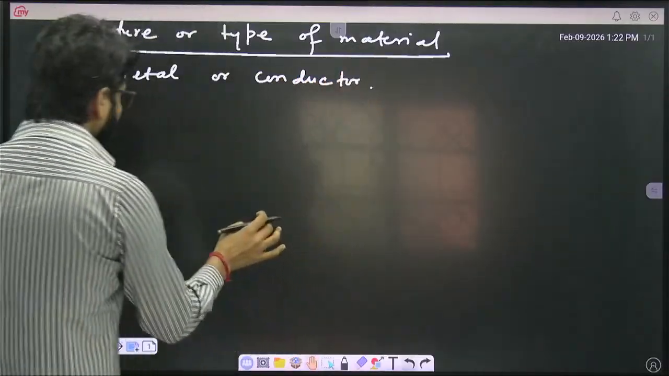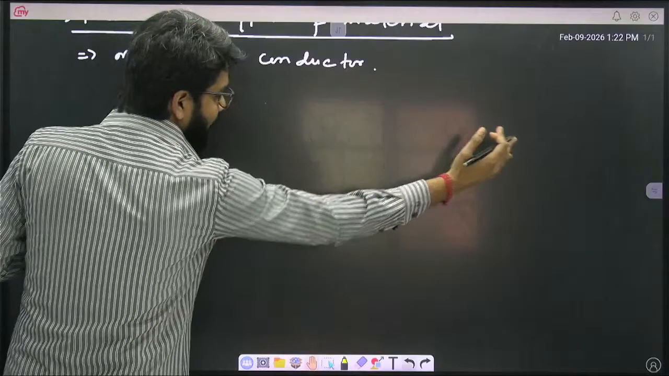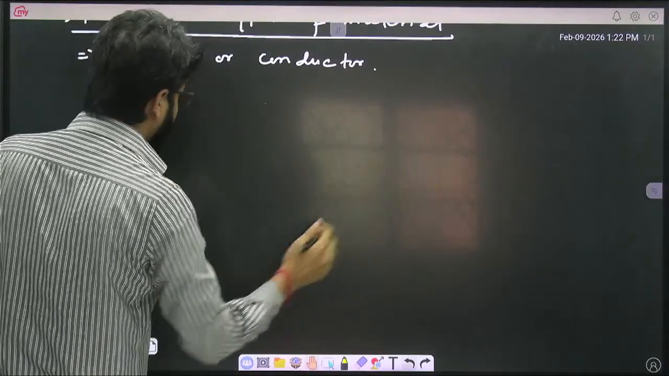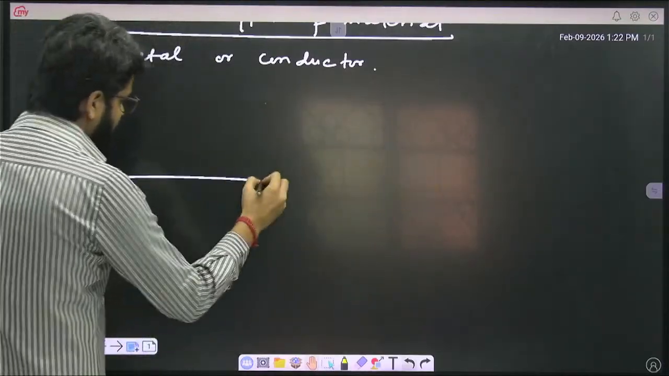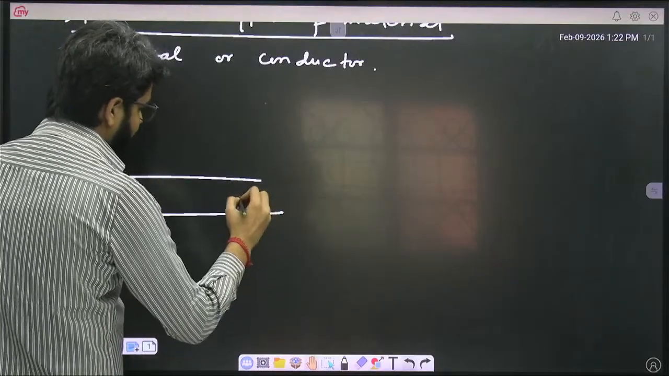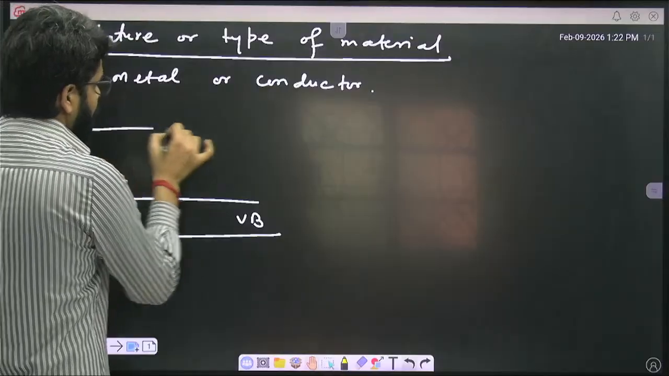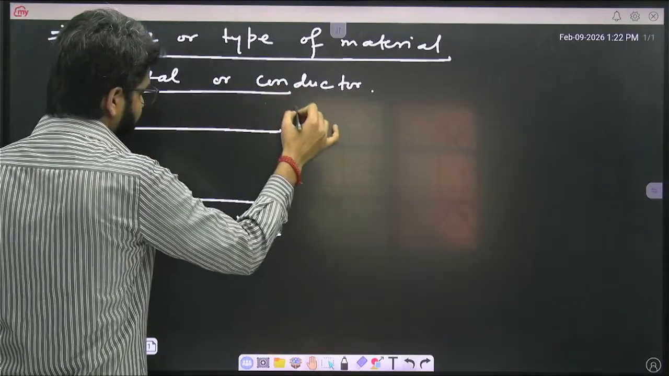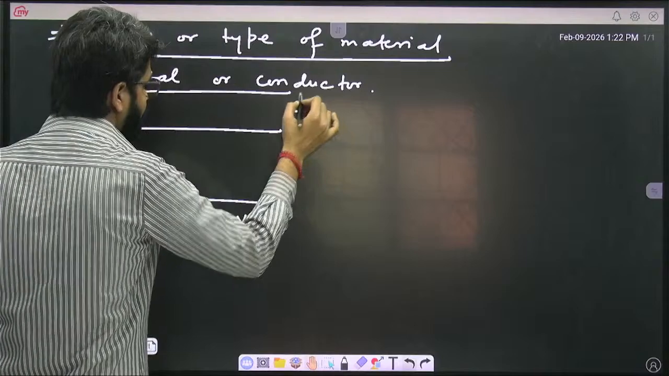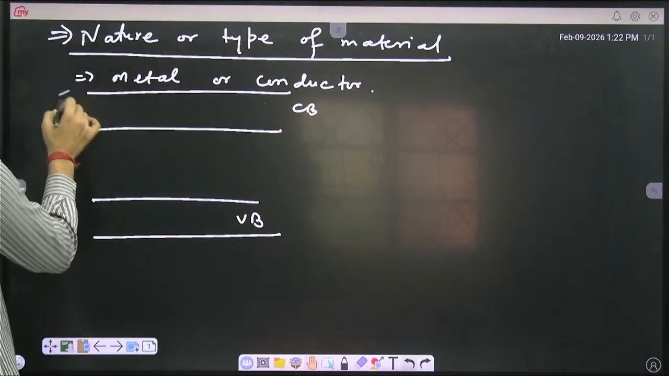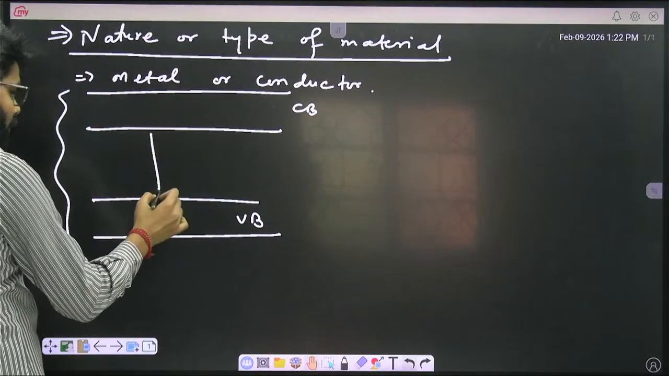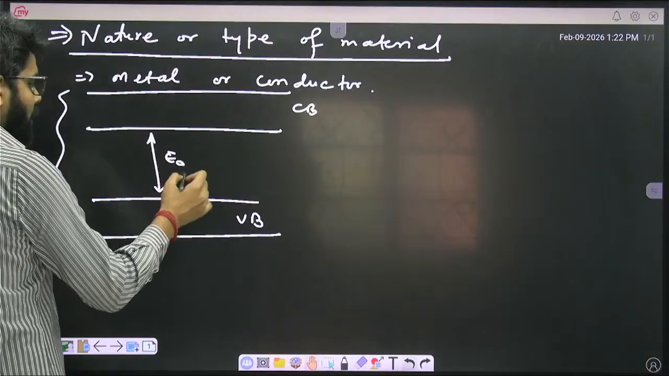Okay, so I'll just make these three types into the same diagram so that you can compare them. Suppose we have the valence band, and at the top of that we have the conduction band. Okay, these are the two things. Between them we have the energy gap. This is the general one I am drawing right now.